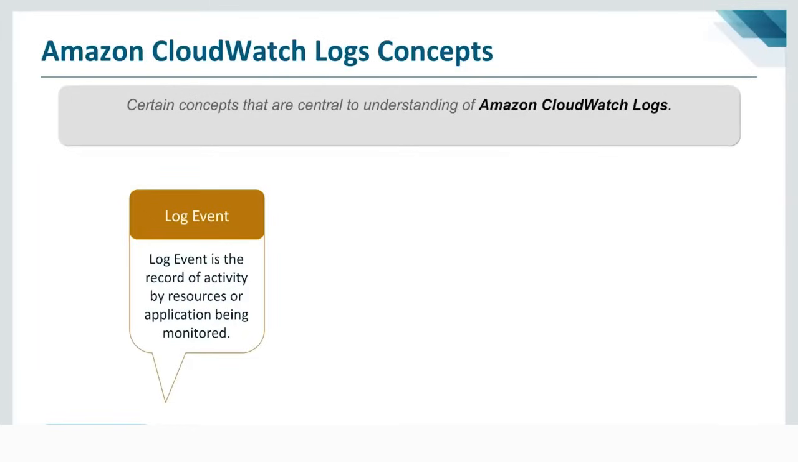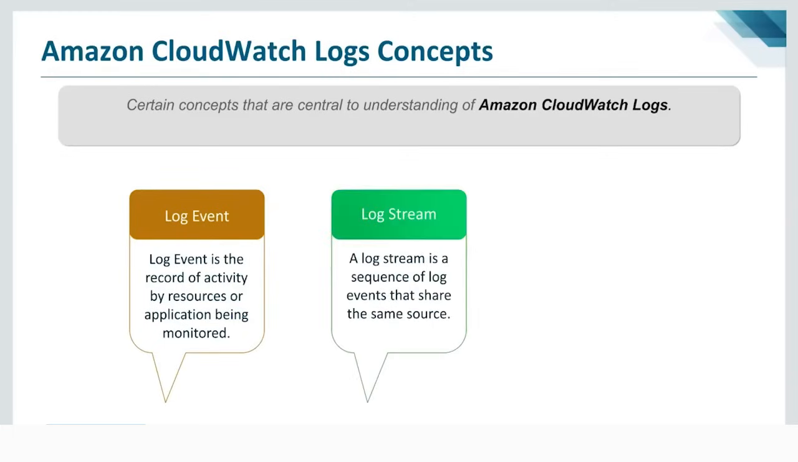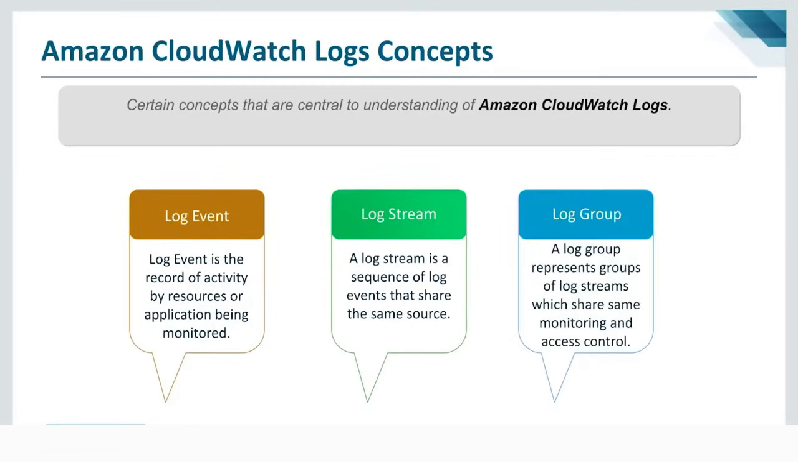Now let's have a look at a few concepts regarding CloudWatch logs. Firstly, we have something called a log event. A log event is just a record of activity that has occurred in the AWS environment. It's straightforward. Then you have a log stream. A log stream is a sequence of log events that have the same source. Then you have something called a log group. A log group defines a group of log streams that have the same monitoring and access control settings. By default, you have to make sure that each log stream belongs to one log group or another.